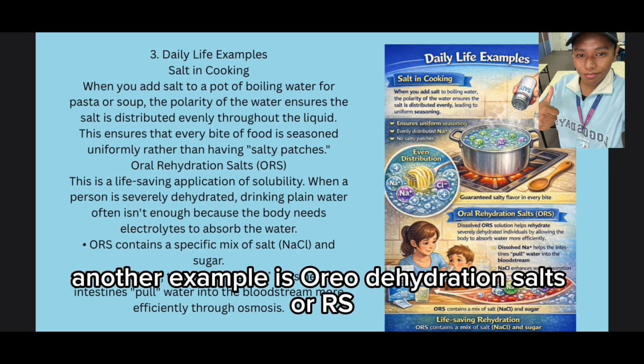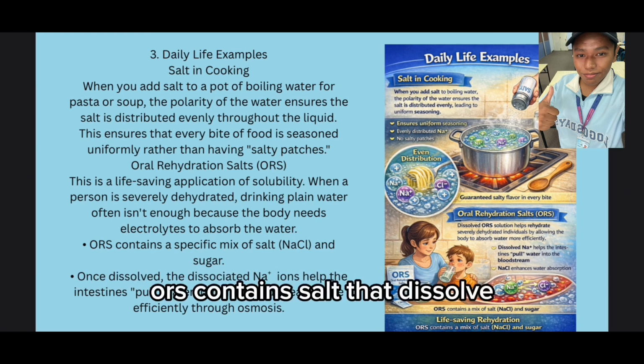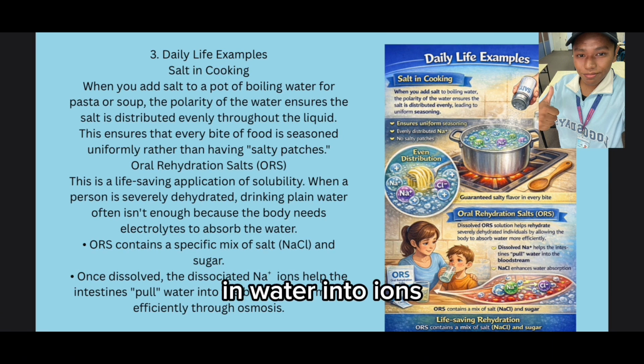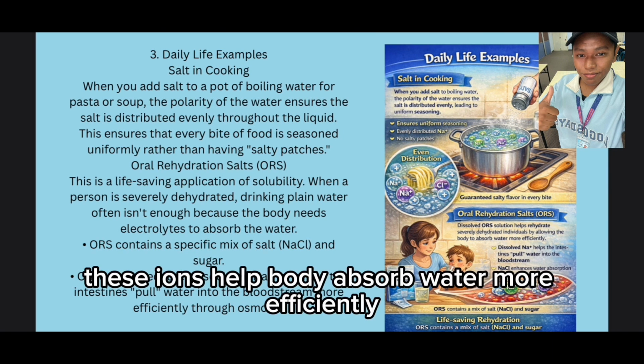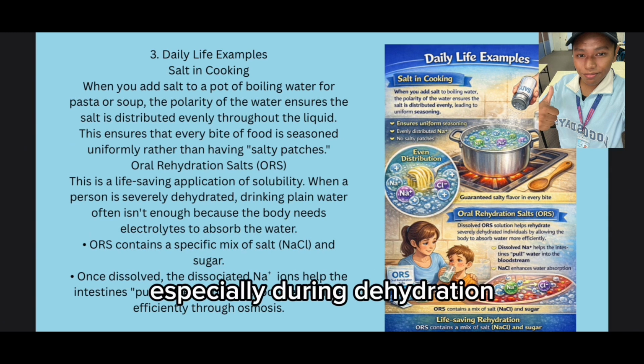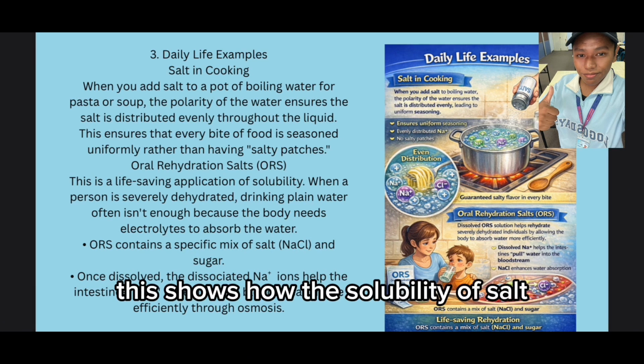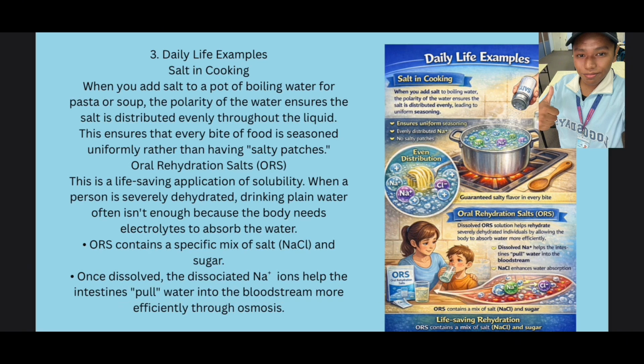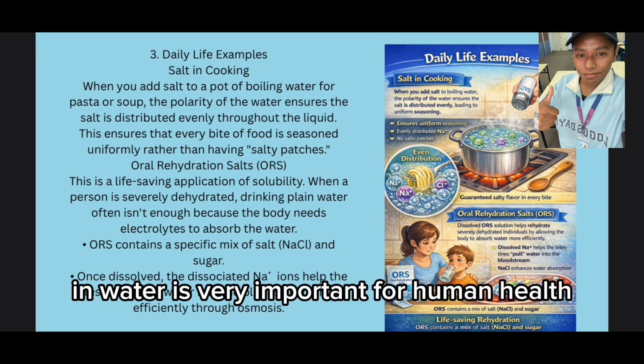Another example is oral rehydration salts, or ORS. ORS contains salt that dissolves in water into ions. These ions help the body absorb water more efficiently, especially during dehydration. This shows how the solubility of salt in water is very important for human health.